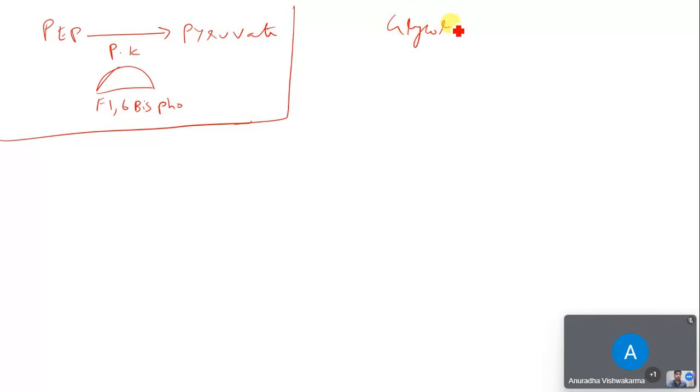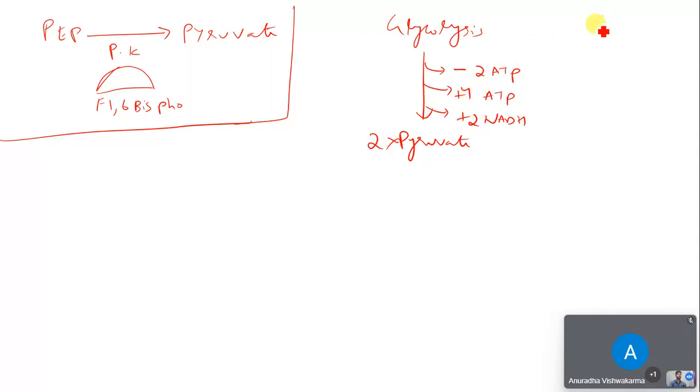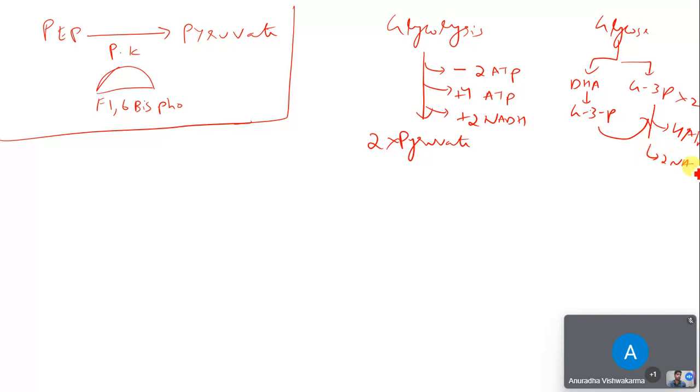Now from glycolysis, what we get is basically pyruvate. Two molecules of ATP are consumed, 4 ATP are gained, and we get how many molecules of NADH? Two, because after glucose we get glyceraldehyde 3 phosphate and DHAP, dihydroxyacetone phosphate. So the same thing works twice. That's why we are getting 4 ATPs, 2 NADH and 2 pyruvate, right?